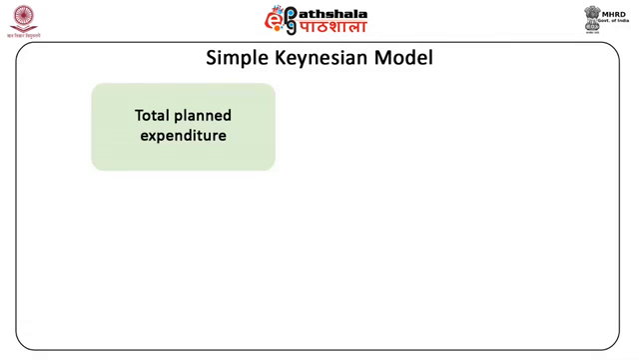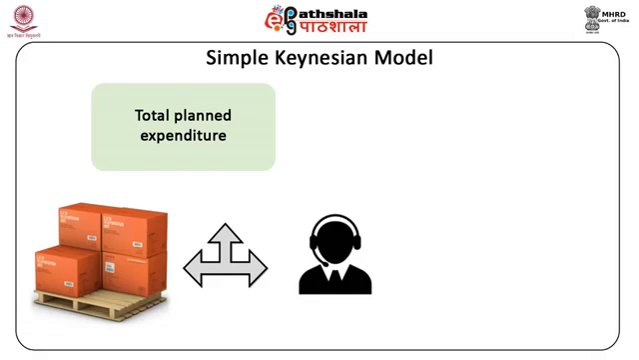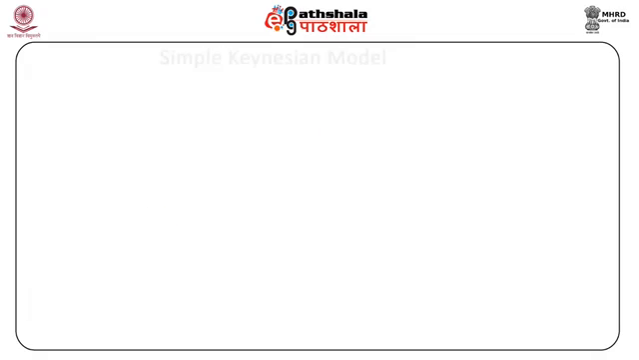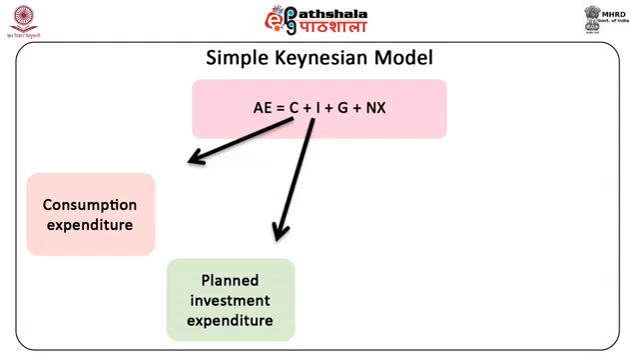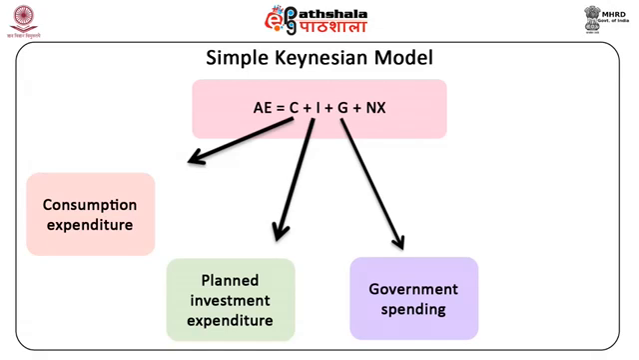It is defined as the total planned expenditure on domestic goods and services in one period, usually 1 year, and is given by AE = C + I + G + NX. In this equation, C is the consumption expenditure on goods and services by households. I is the planned investment expenditure on new capital goods such as plant, machinery, houses, etc. G is the government spending on goods and services. NX is the net exports, the difference between exports and imports. It gives the net expenditure on domestic goods by foreigners.